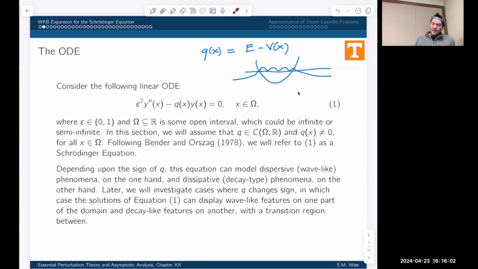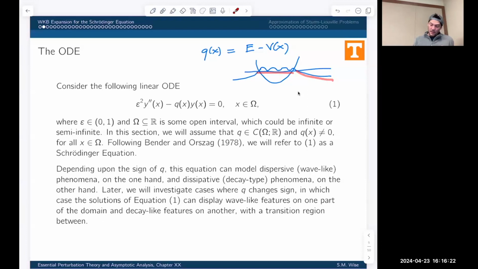And as I said, if you're interested, you can vote by email or by voice. If you want to see a little bit of quantum mechanics, then we can add a section in and go through it. But suffice it to say, whenever Q changes sign, the behavior changes from oscillatory to dissipative, or decay, behavior.